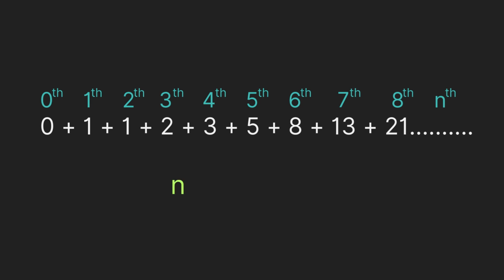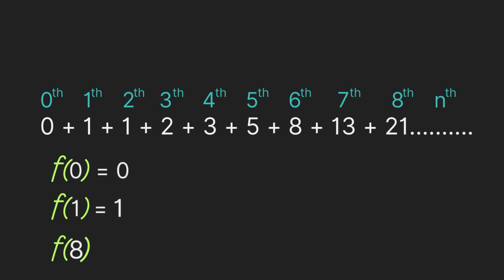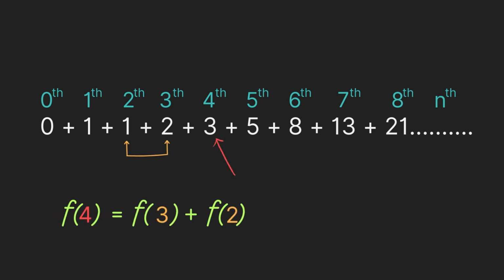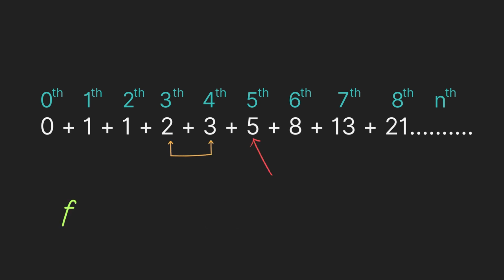In the Fibonacci sequence, n represents the index of the number in the series. The sequence starts at index 0, where f0 is equal to 0 and f1 is equal to 1. For example, at index 8, the Fibonacci number f8 is equal to 21. This pattern continues as each number is the sum of the two preceding ones. Understanding this indexing is key to solving the problem effectively.